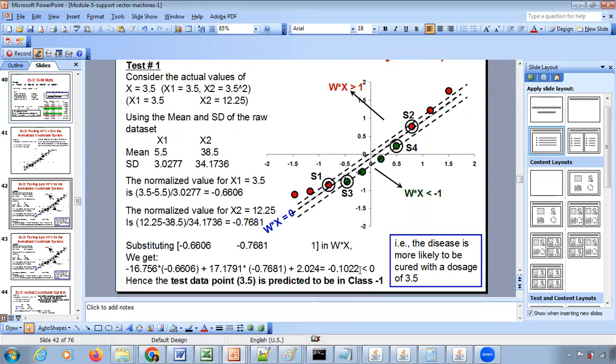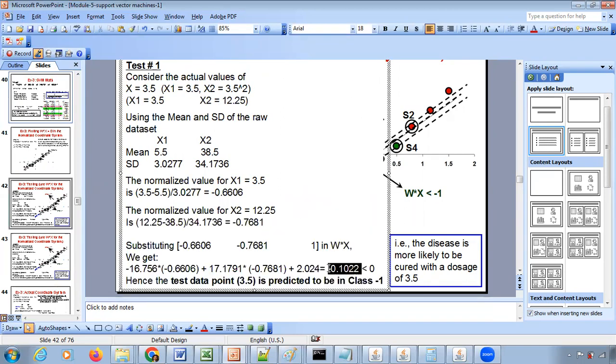Now, you can also realize it's very close to 0. It's just less than 0, so we say it's negative class. So 3.5 is kind of like a cutoff. If you go above 3.5, you're more likely to see the person getting cured. So between 3 and 4, with just 3.5, the model is telling the person is still not getting cured.